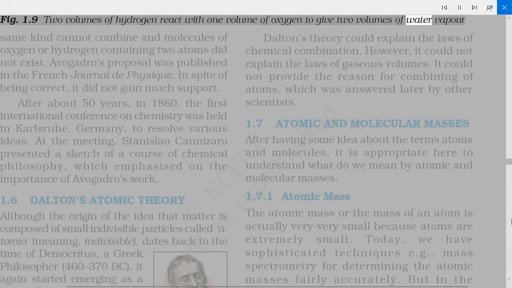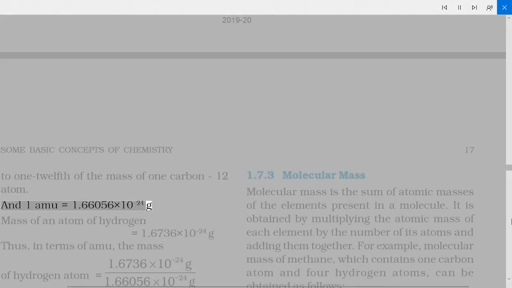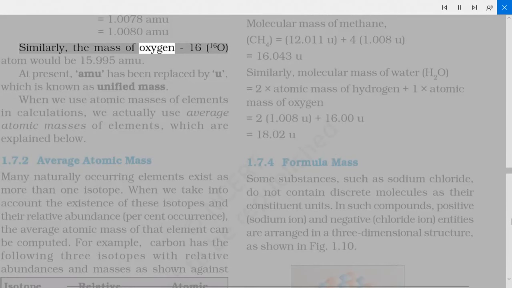to 1/12th of the mass of one carbon-12 atom, and 1 AMU is equal to 1.66056 × 10^-24 g. Mass of an atom of hydrogen is equal to 1.6736 × 10^-24 g. Thus, in terms of AMU, the mass of hydrogen atom is equal to 1.0078 AMU, which is equal to 1.0080 AMU. Similarly, the mass of oxygen, 16O, atom would be 15.995 AMU.